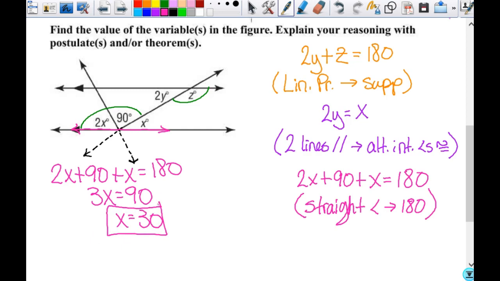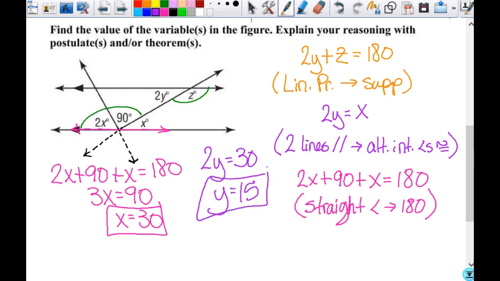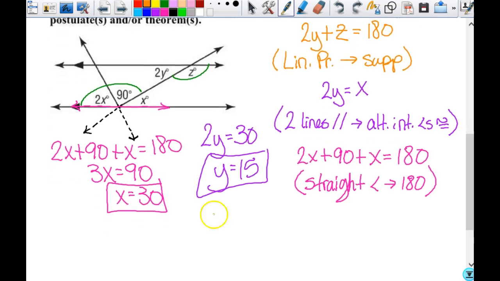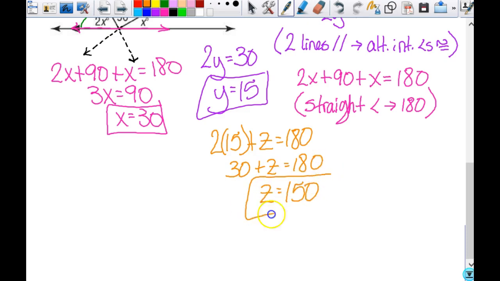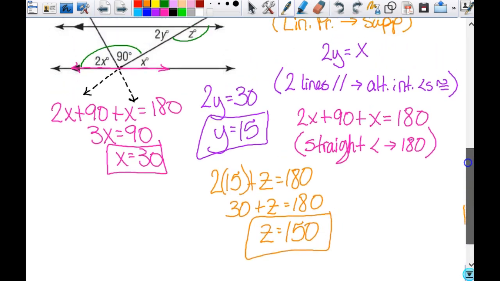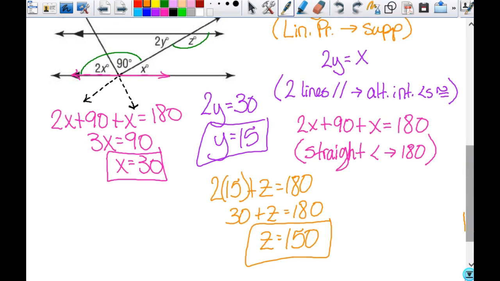So now I can take that and substitute it into my purple one. So that's going to give me 2y equals x, which is 30. So y equals 15. So now, because I'm just using substitution, I'm just substituting all these back in. Now I can substitute that into here. So 2 times 15 plus z equals 180. So 30 plus z equals 180, and z equals 150. Should I put degrees on these? No, because they're already there, and that would be degrees squared, and that doesn't make any sense, right?